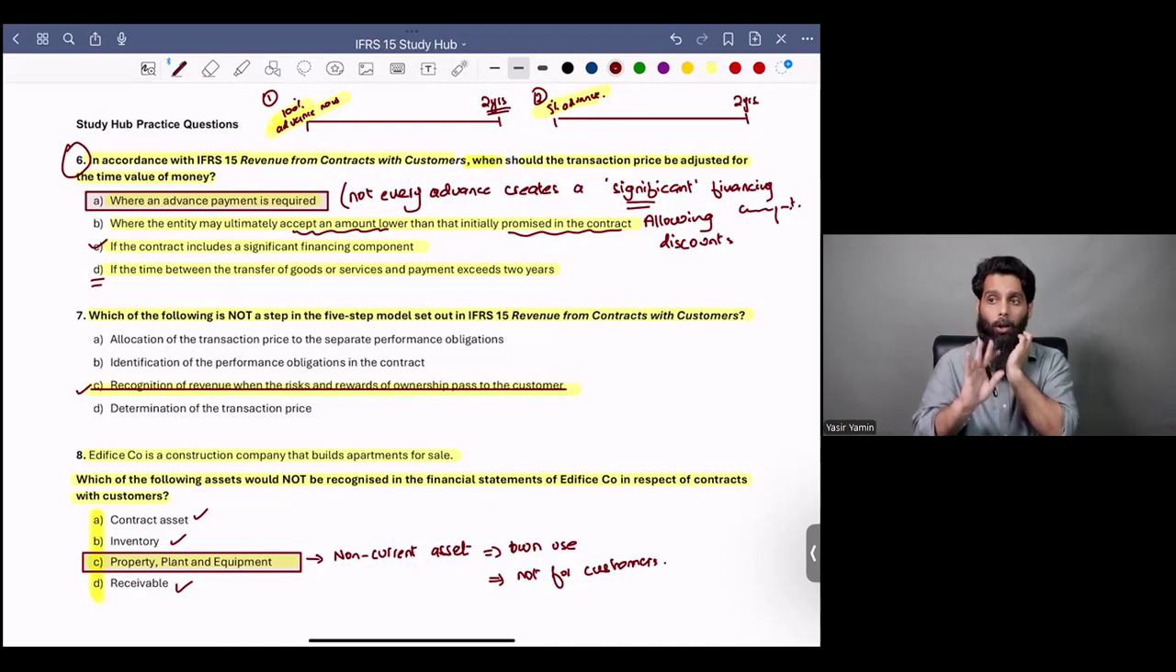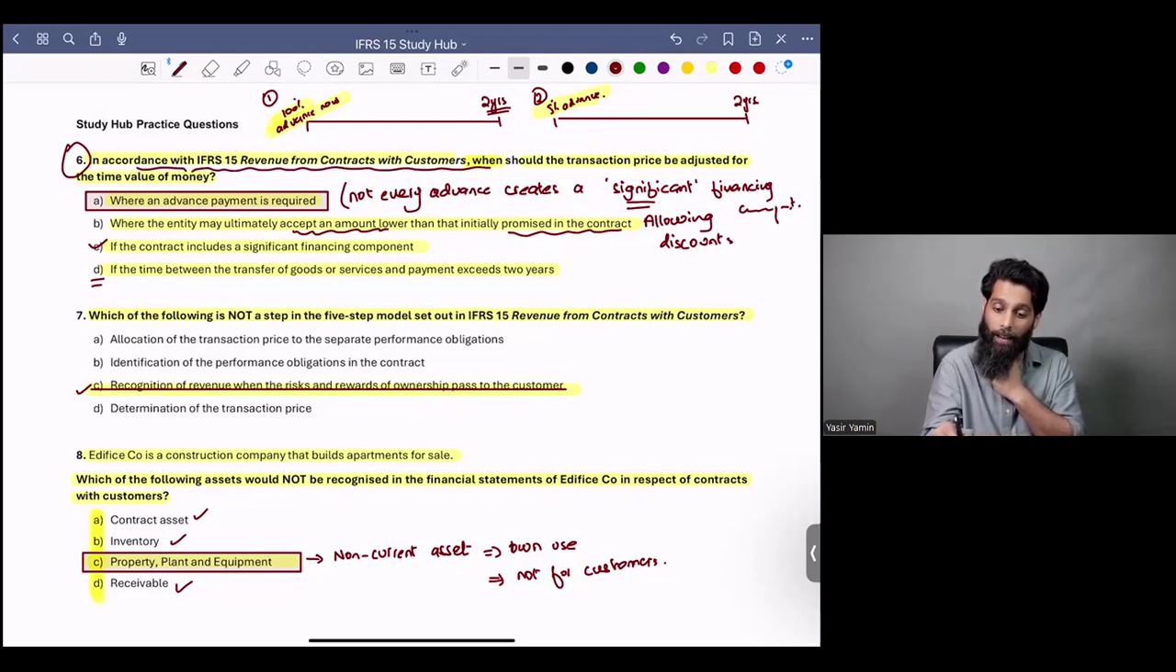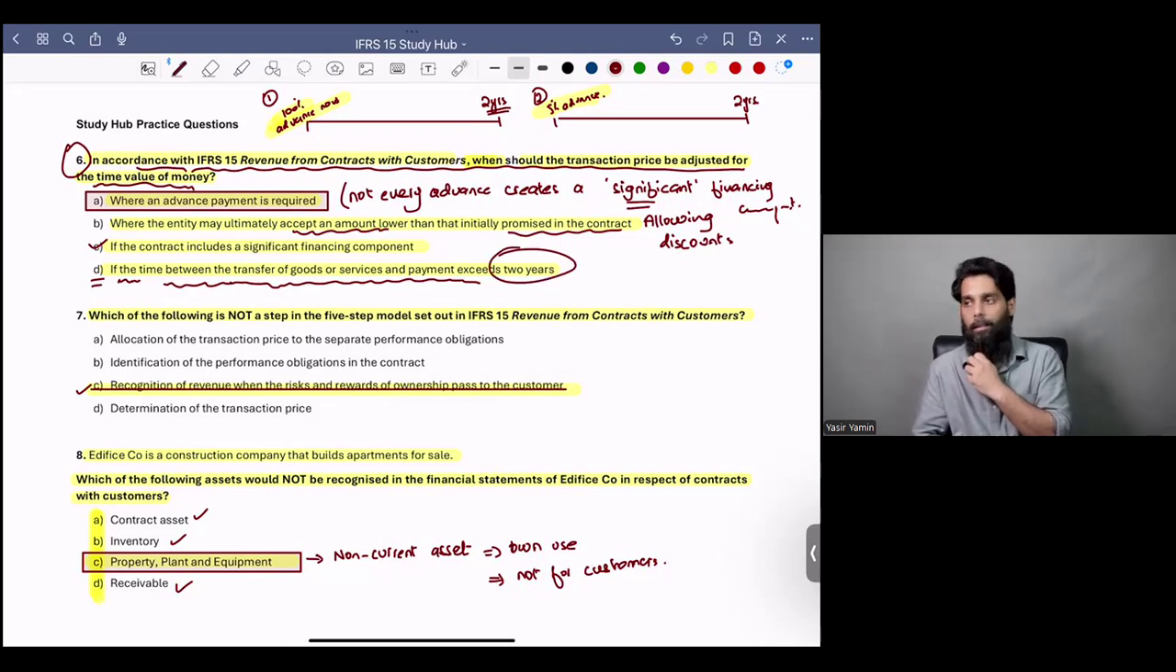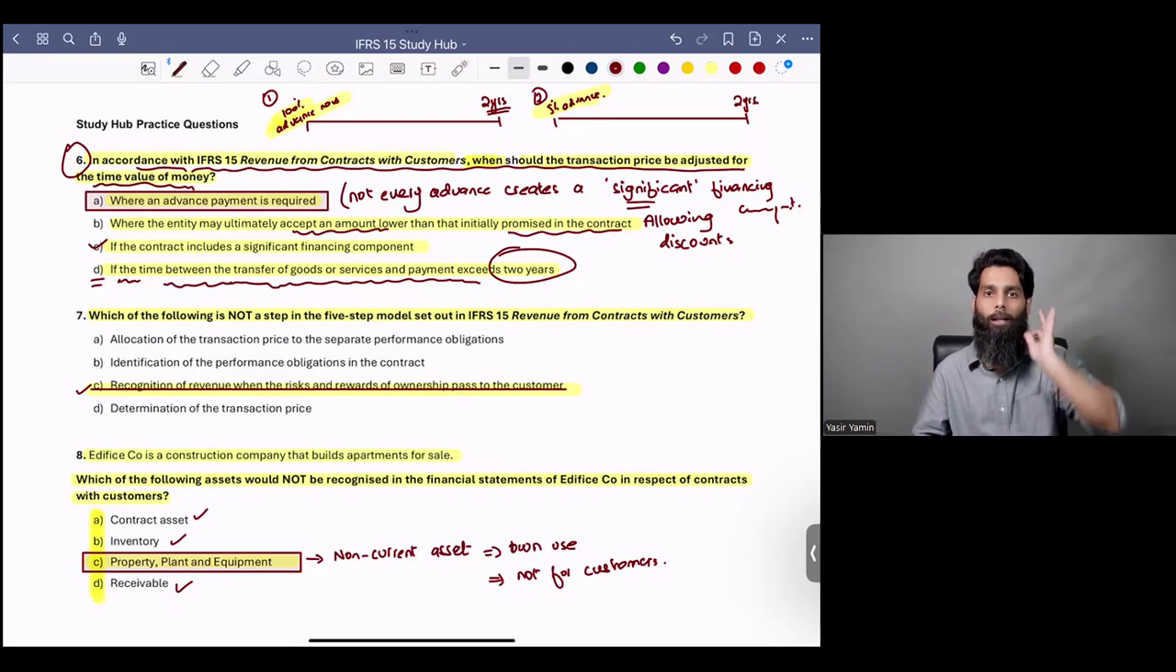And there is a very strong logic to it. Very good, Anand. You see, it's written in accordance with IFRS 15, when should the transaction price be adjusted for time value? It says the transaction price should be adjusted for time value when the transfer of goods and services and payments exceed 2 years. Nowhere in IFRS 15 is a 2-year requirement written.